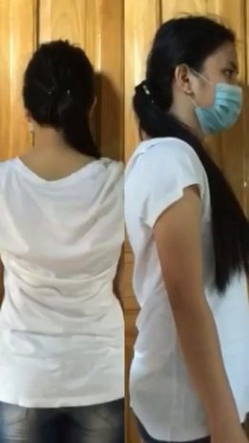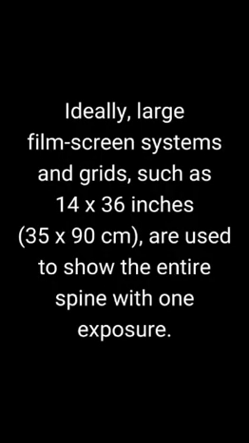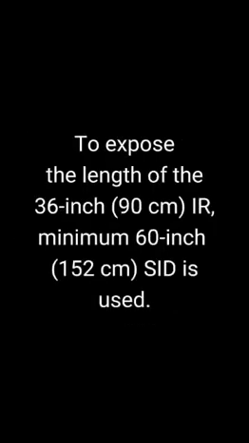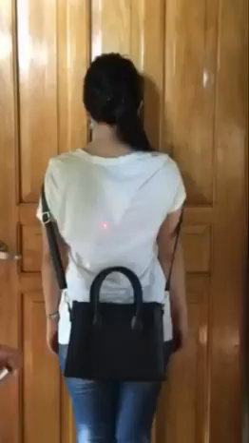Because scoliosis is generally diagnosed and evaluated during the teenage years, proper radiographic techniques are important. Ideally, large film-screen systems with grids, such as 14 by 36 inches or 35 by 90 cm, are used to show the entire spine with one exposure. To expose the length of a 36-inch or 90 cm IR, a minimum of 60-inch or 152 cm SID is used. Radiation protection is crucial.